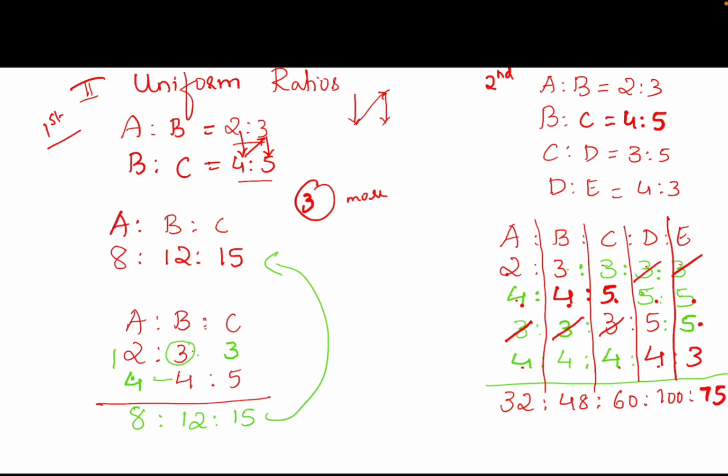So this is the uniform ratio between A, B, C, D and E. This uniformity we call uniformity in the ratios. This uniformity method or technique is very helpful in solving problems. How is that? We will see some problems and apply this method. Now, going to the first problem.